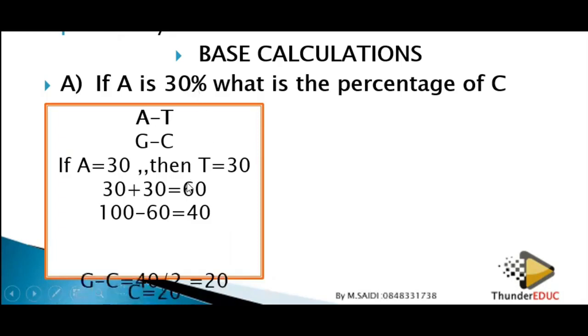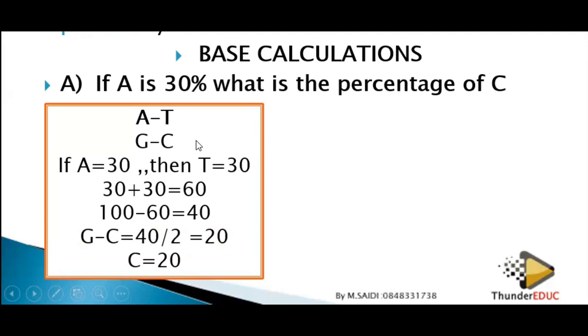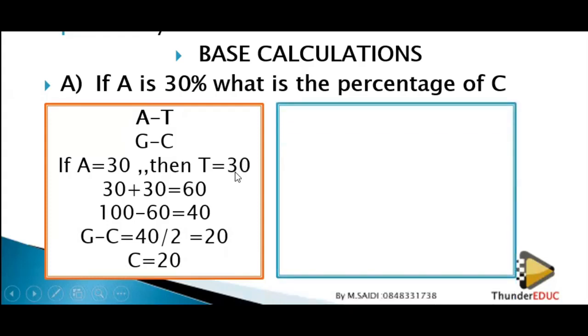Because these two together are equal to 40, and one is equal to the other, if I want one individual I divide by 2 and I get 20. Therefore, cytosine is 20%. That's how you can calculate it. Even if they manipulate it, you have to use this principle of complementary base pairs: adenine with thymine, guanine with cytosine. Let's look at another example.